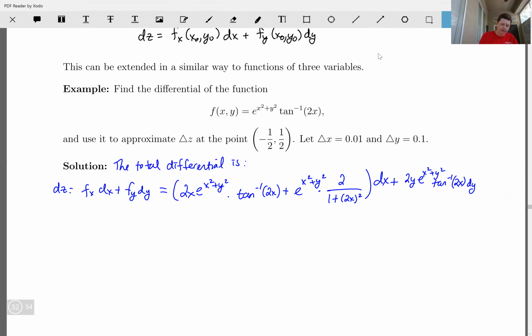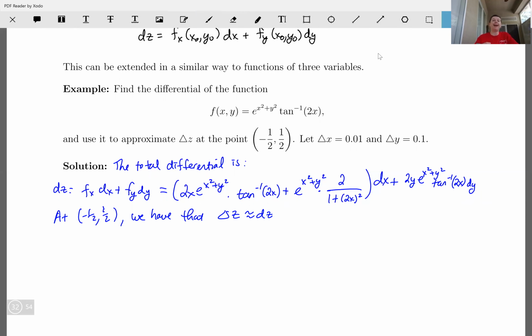All right. So at negative 1/2, 1/2, we have that dz and delta z are approximately equal. So delta z is approximately equal to triangle z, is approximately equal to dz. So delta z is the actual difference between z and dz. That's not exactly what I wanted to say. Sorry, let me try that again. Delta z is the actual difference between z at the point negative 1/2, 1/2, and z at the point negative 1/2 plus 0.01, 1/2 plus 0.1. That's what I meant to say.